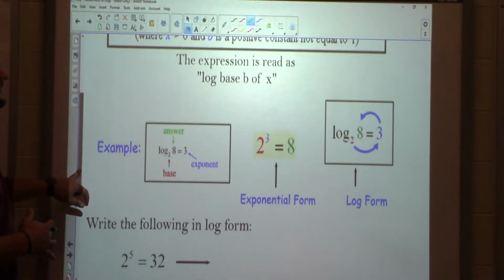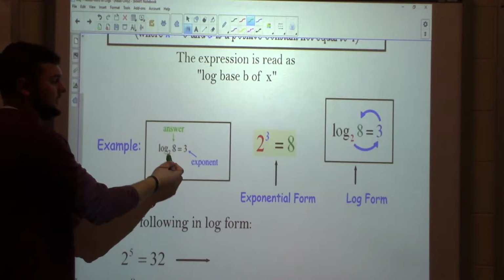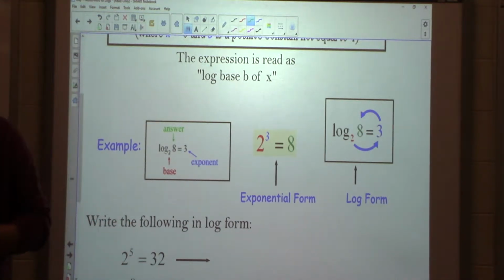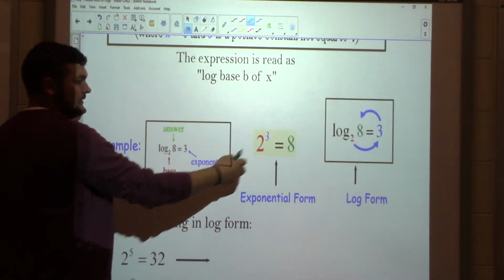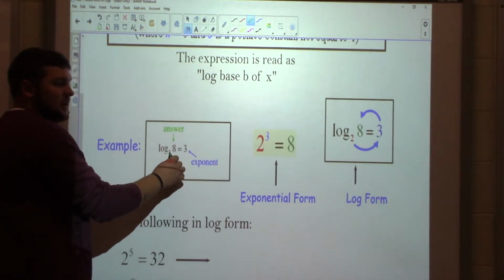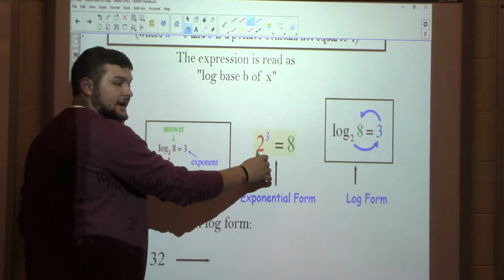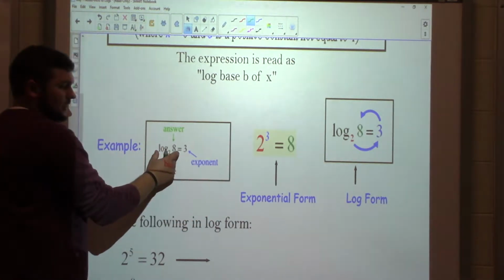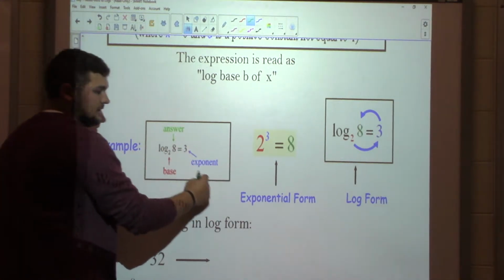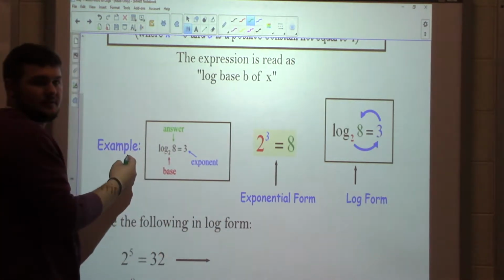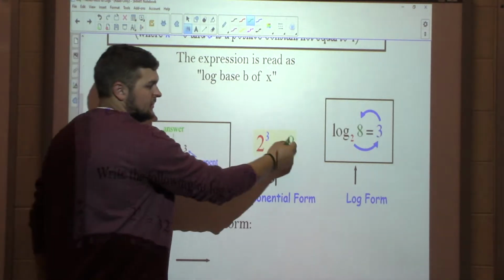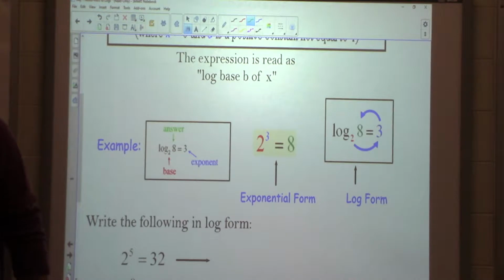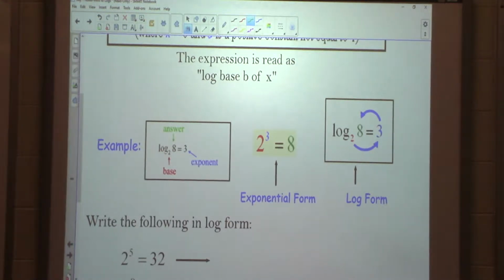So, if, per se, we have log base 2 of 8 equals 3. This one's not in your paper, just pay attention. If I want to change to exponential form, my log base becomes the base of my exponent. What my log equaled, which is 3, becomes my exponent. And what I'm taking the log of is what my exponential should equal. So it becomes 2 to the 3rd equals 8, which we all know is true. Right?